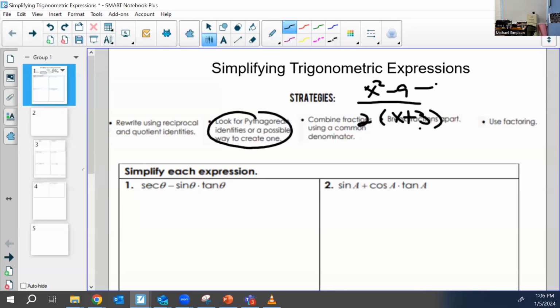Secant theta, I can write as 1 over cosine theta. I have a minus sine theta right here, and I can write tan theta now as sine over cosine. I'm trying to simplify this expression. I've simplified everything to its simplest form: secant theta is 1 over cosine theta, minus sine theta, and then tangent is sine over cosine. What's my next step?